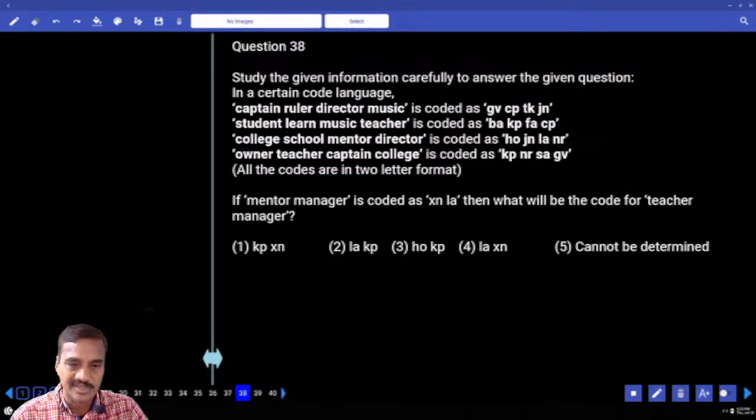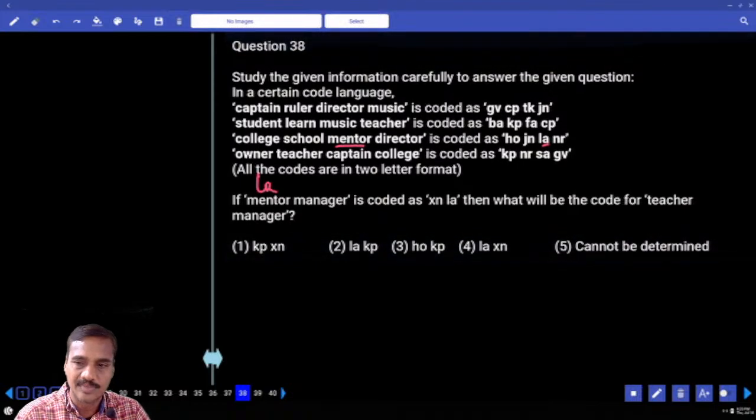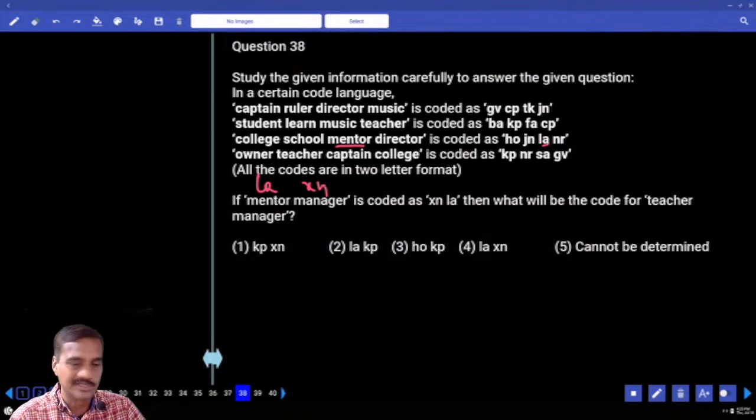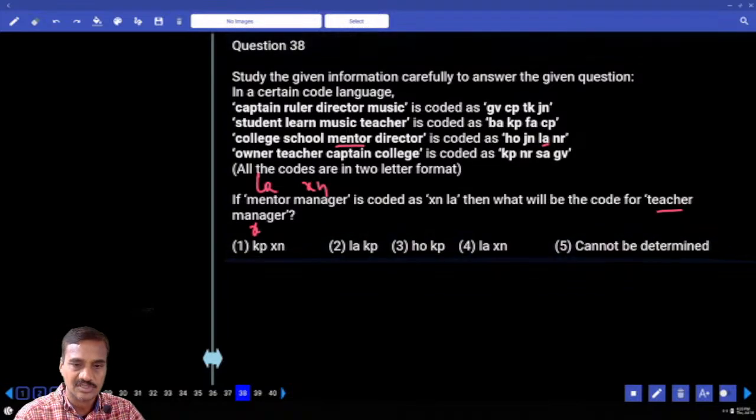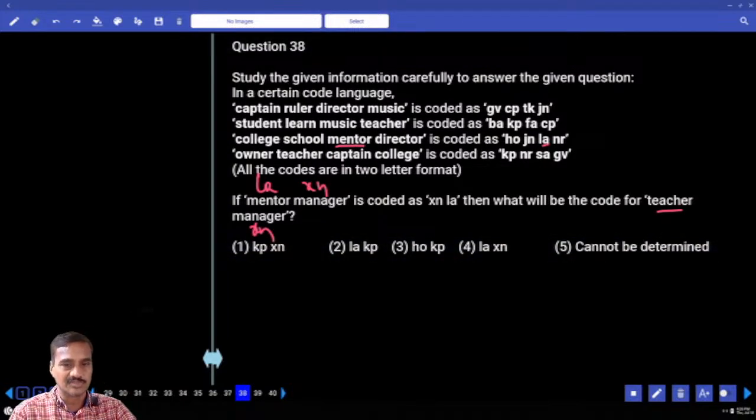Then 38. Mentor, manager, X and LA. Mentor is given here. Then now X and LA, what is given? The code to the word mentor is LA and manager is XN. Is that clear? XN. Then what will be the code for teacher, manager? Manager is XN. Now we need the code to the word teacher. Teacher is common between second and the 4th. Owner, teacher, captain, college. Now teacher is common between 2 and 4, which is common KP. And XN, KP in any other choice 138.